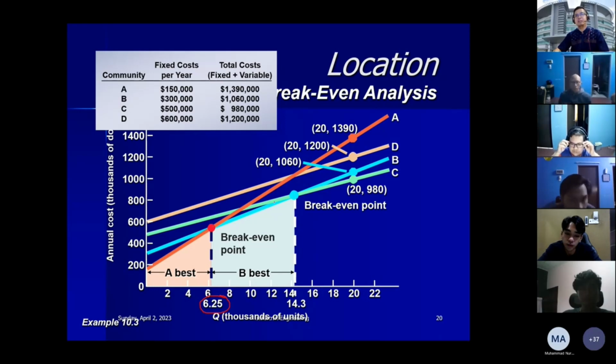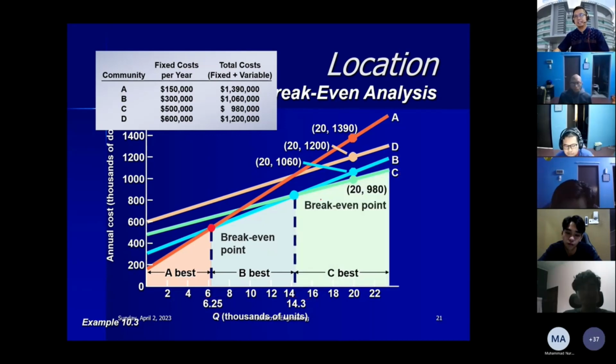Another thing is we look at another intersection. We find the intersection between B and C. The lines cross here, so we will get 14.3 thousand units. So this is the B base, and the rest is the C base. There is no other intersection. So only two lines have intersections: between line A and line B, and between line B and line C. This is based on our graph.